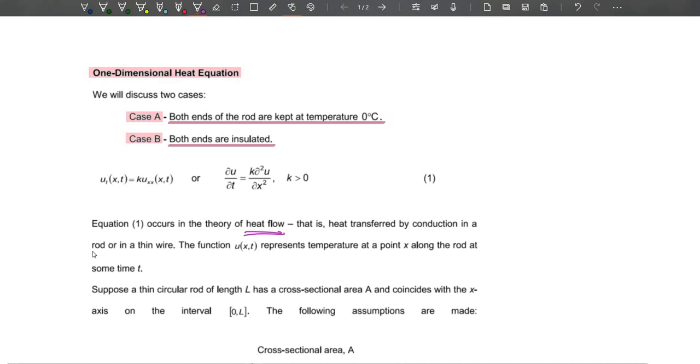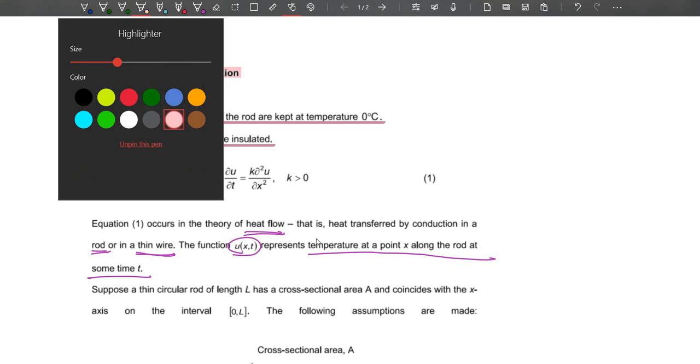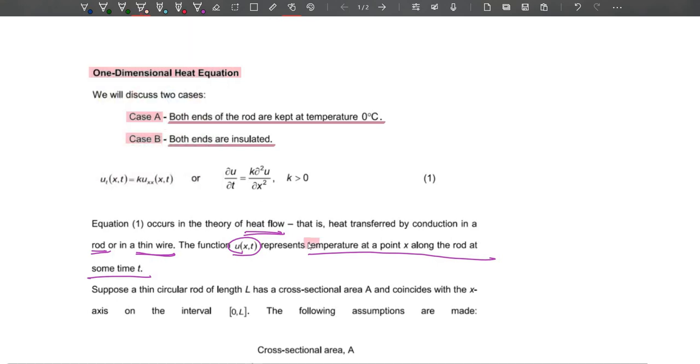Right now we will consider a rod or thin wire. The function u(x,t) here is important for you to understand. The function u(x,t) represents the temperature at a point x along the rod at some time t. So u(x,t) is actually the temperature. Right now let me highlight it.